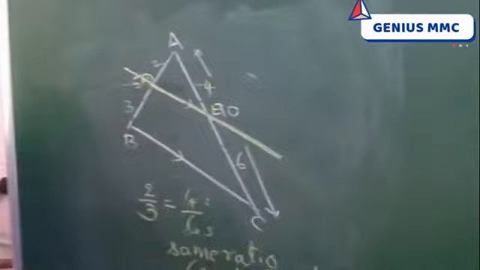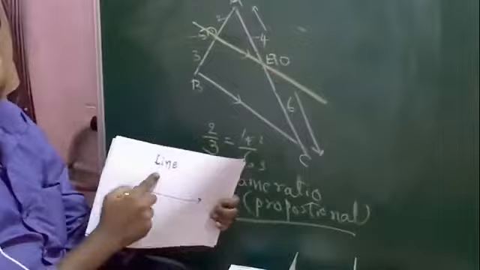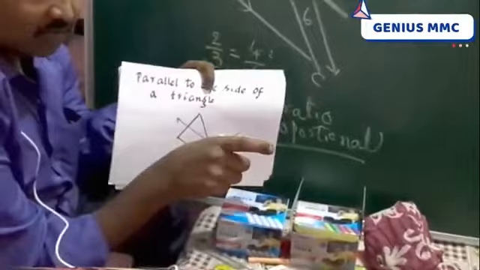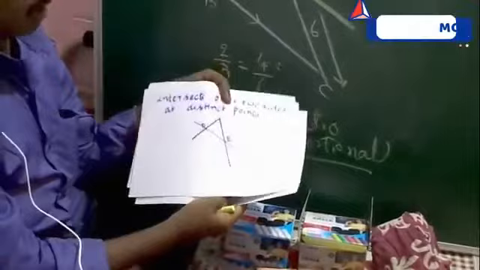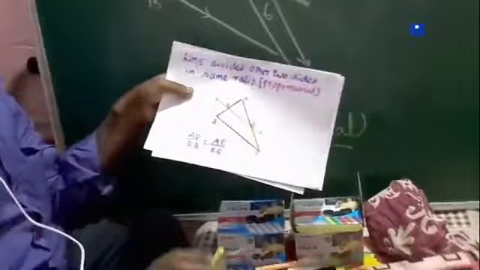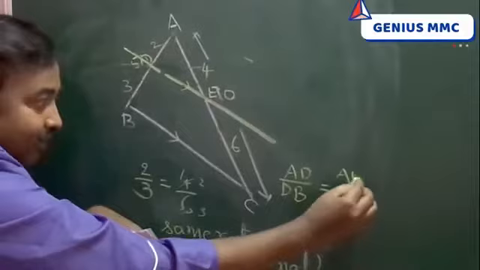See, first we should know the directions and the points. What is this? This line is what? Parallel to one side of the triangle. Okay. Next, after drawing, you can select the two points, D and E. Then what about the other two sides? The line divides the other two sides in the same ratio, that is called proportional. So that's why you can tell AD by DB is equal to AE by EC. Okay.